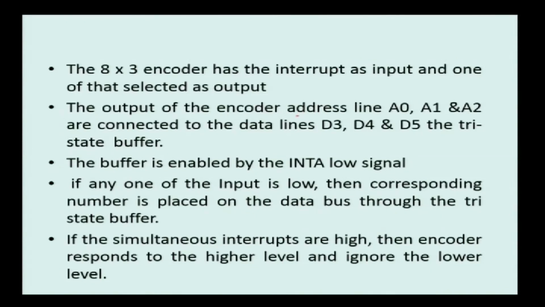The output of the encoder, address lines A0 to A2, is connected to the data lines D3, D4 and D5 through the tri-state buffer. The tri-state buffer is enabled by the INTA signal, which is an active low signal generated from the processor. If any one of the inputs is low, then the corresponding number is placed on the data bus through the tri-state buffer from the output of the encoder. If a number of inputs are active simultaneously, then the encoder responds only to the higher level interrupts and ignores the lower level interrupts.